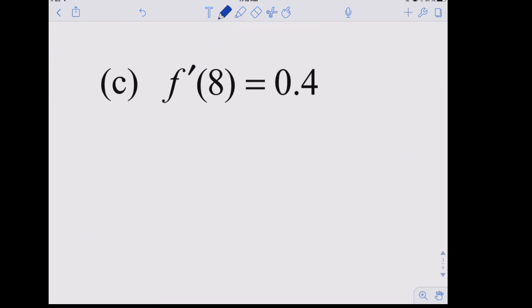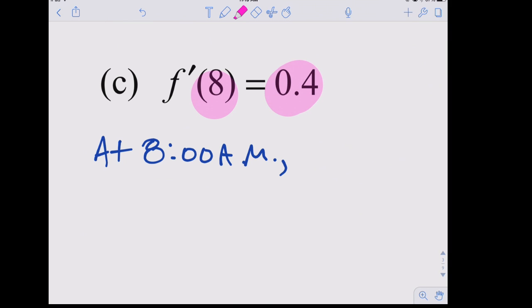Now we're getting to the derivatives. F prime of 8 equals 0.4. What are the units of 8? Hours. We're back to F, so it's still the independent variable. So, again, at 8 a.m., I'm okay with doing that. We don't have to be so bland with our explanations. And that's still units, right? A.m. would be the units at 8 a.m., comma, what are the units of 0.4?